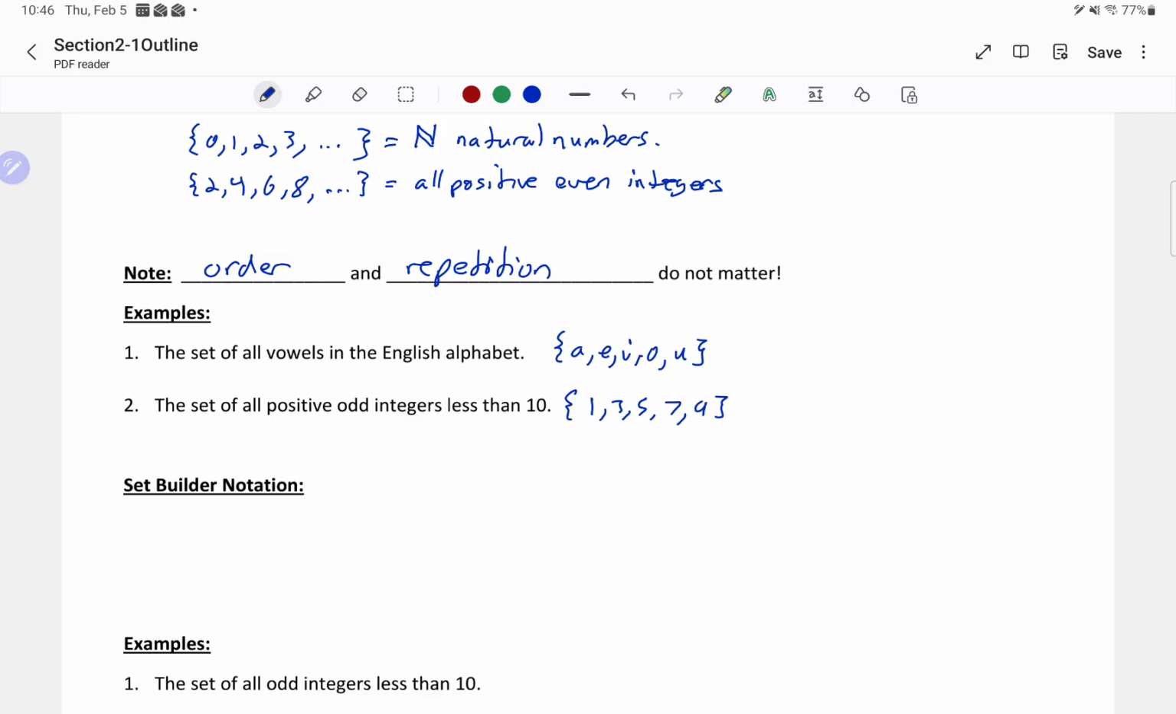Give me a second here. Okay. So let's say this set 1 here, the set of all vowels in the English language. Okay, so I could write that in set builder notation like this. I could say the set of all X such that X is a vowel. And I'm going to say vowel in the English alphabet, okay? Yeah, I guess we'll say that.